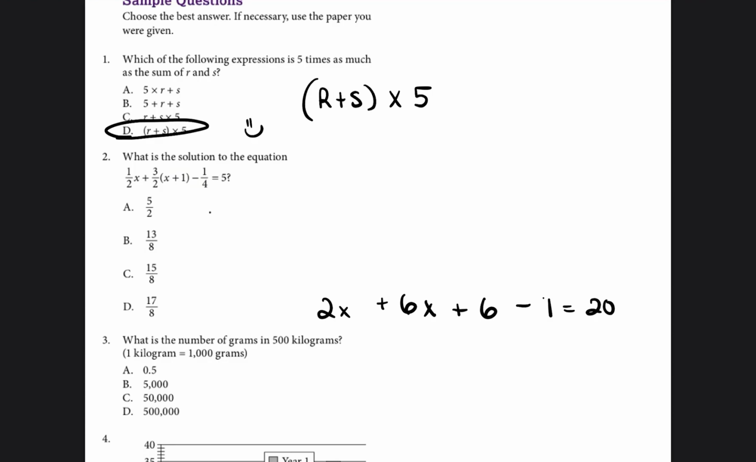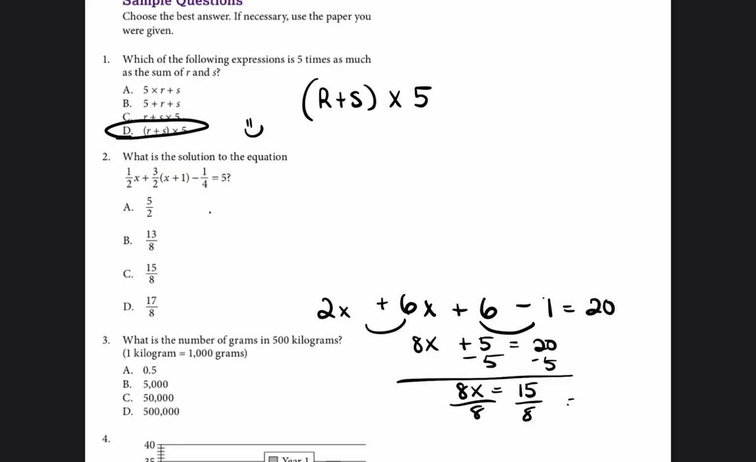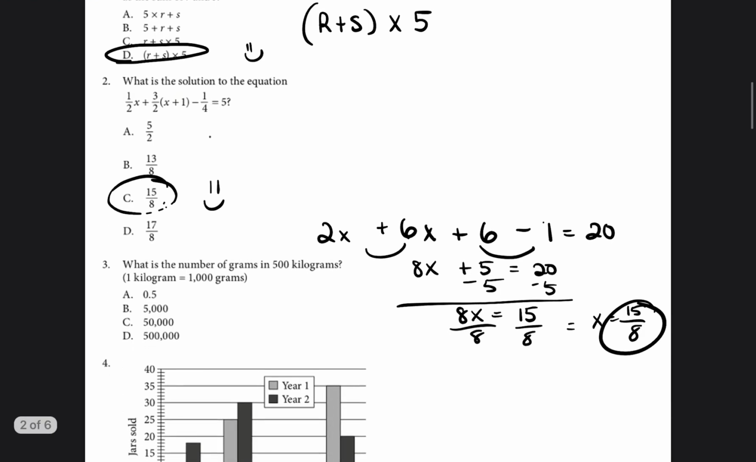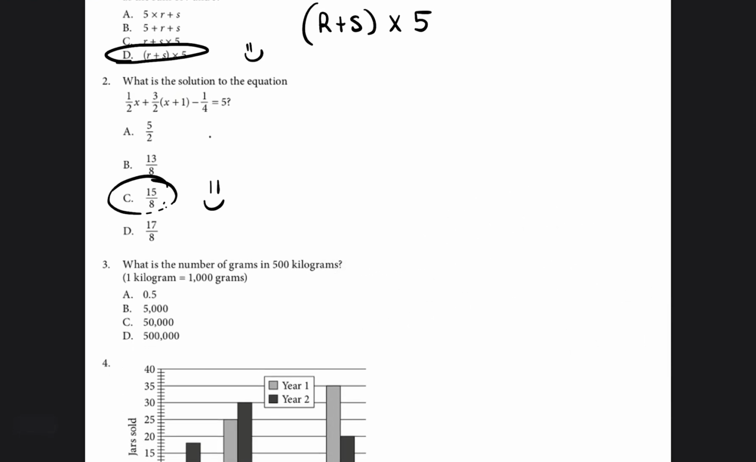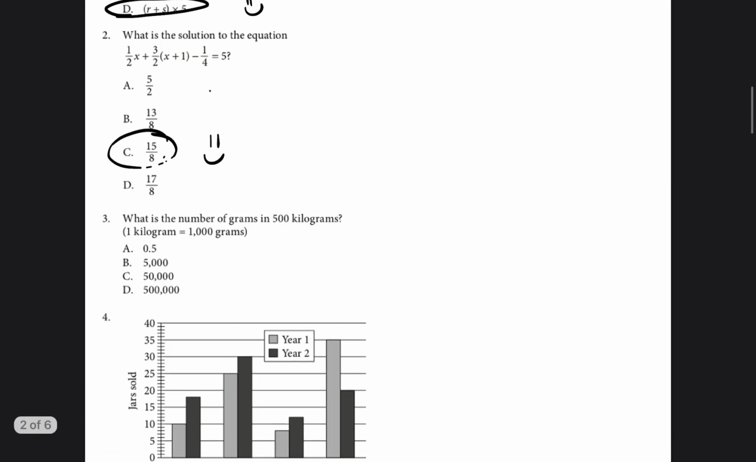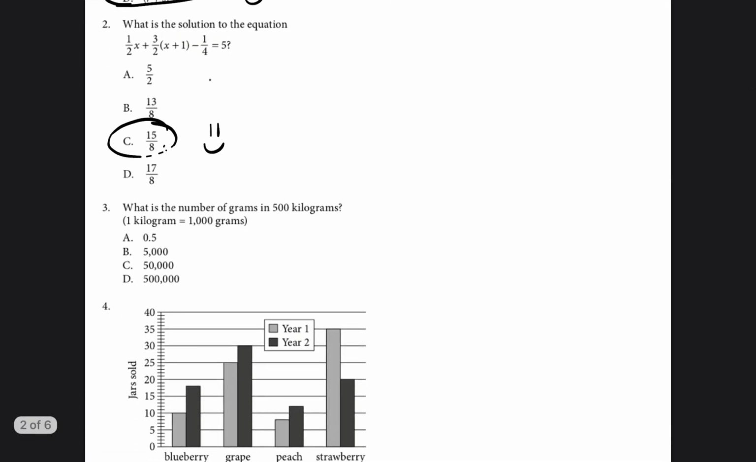Then I'm going to combine my terms: 8x plus 5 is equal to 20. Minus 5, minus 5. 8x is equal to 15. Divided by 8, divided by 8, so x is equal to 15 over 8, and so my answer would be C, because I got rid of all the fractions. So let me erase this, and it says, what is the number of grams in 500 kilograms?